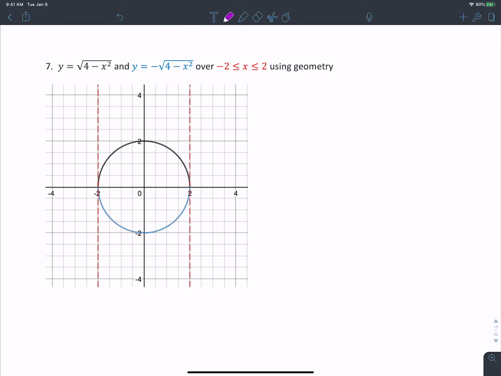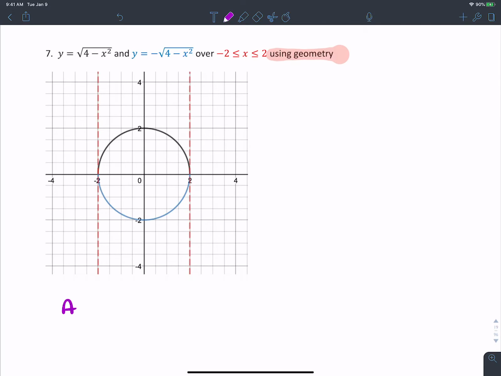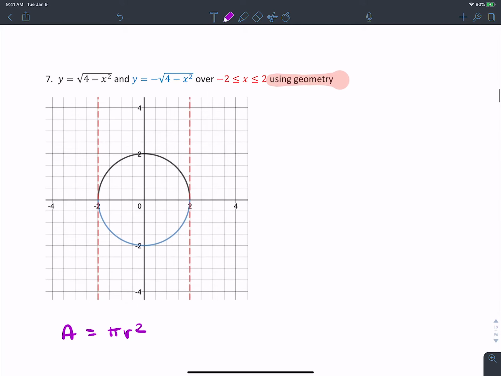They want us to do 7 using some geometry. Because you could actually do this using calculus. And in this question, even though, let's highlight this, they said use geometry. Now, what do you think that means, geometrically speaking? What picture do you have here? What's the area of a circle? Isn't that pi r squared?